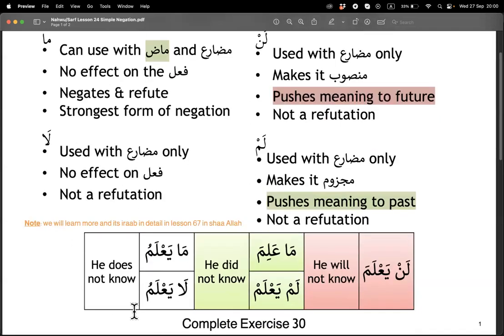But I don't think we can do nahi from ya'lam, to know. So you cannot tell someone to not know something, right? So obviously this one we cannot do nahi from here.